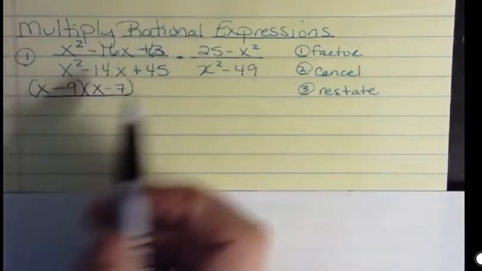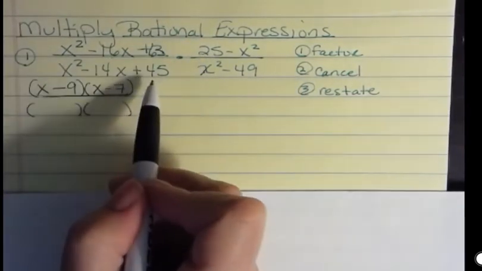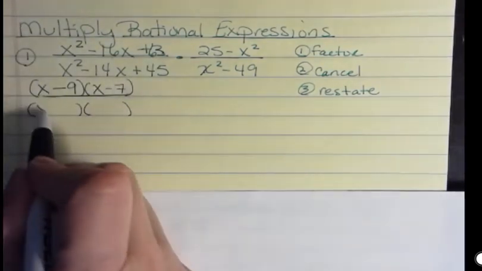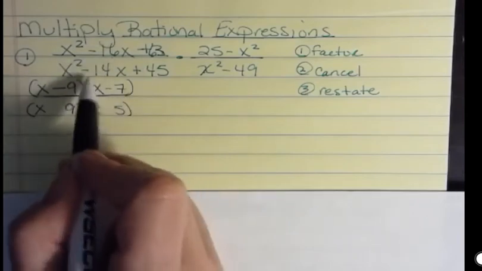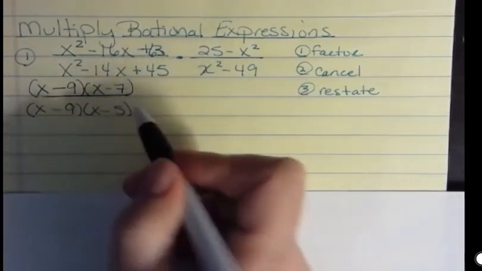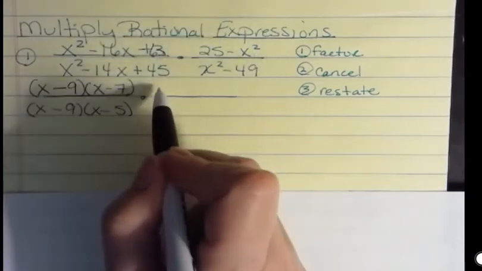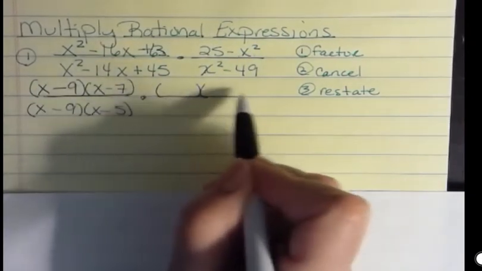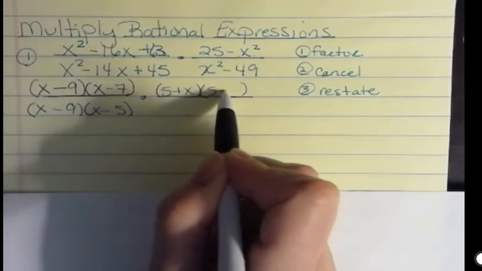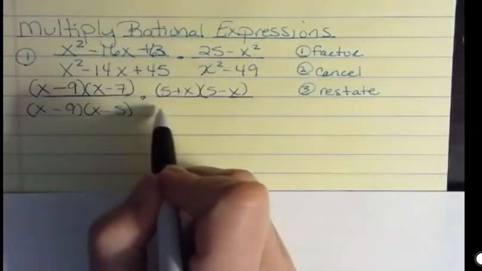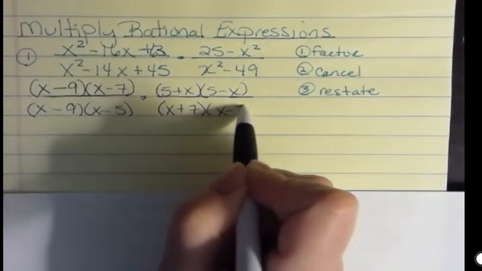And then on the bottom, if I want to factor that, 45 is 9 and 5, so I have x and x, 9 and 5. I want those to both be negative as well. Then up here I have 25 minus x squared. That's a difference of squares, and that's going to be 5 plus x and 5 minus x. And this is also a difference of squares, x plus 7 and x minus 7.